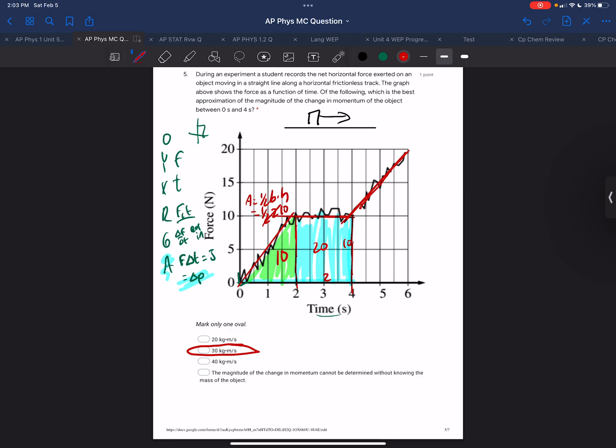And you can clearly see that this 20 choice is simply the area of the blue, so that's out. And 40 is definitely more. And of course, it certainly can be determined. So we're left with 30.